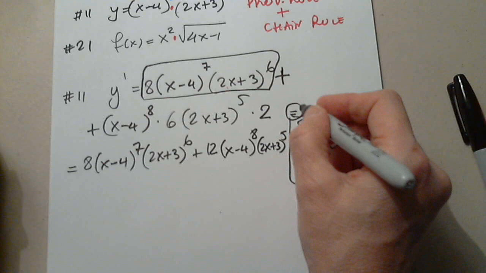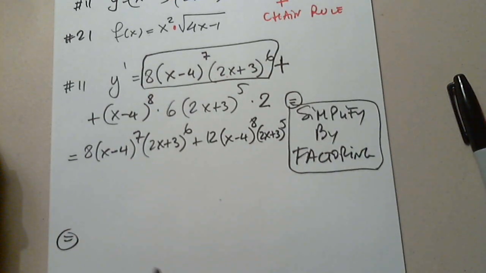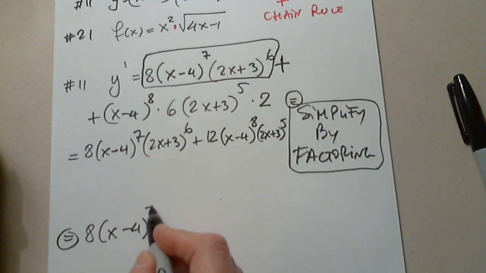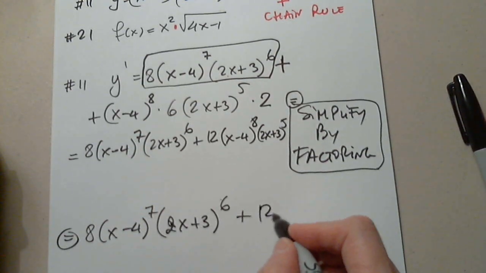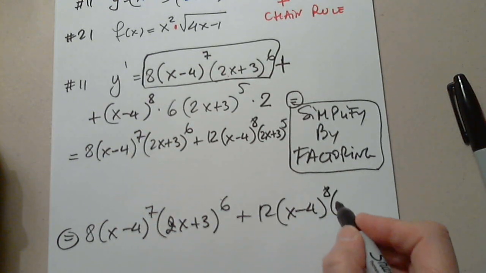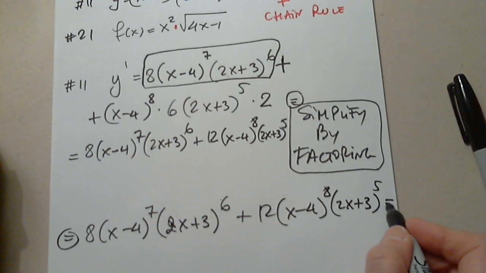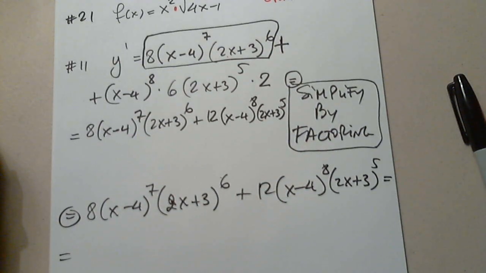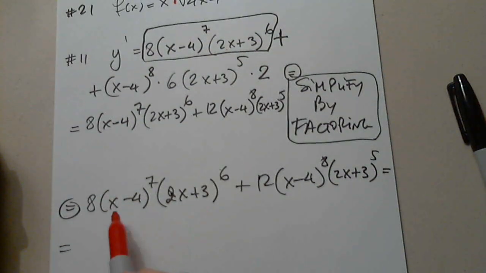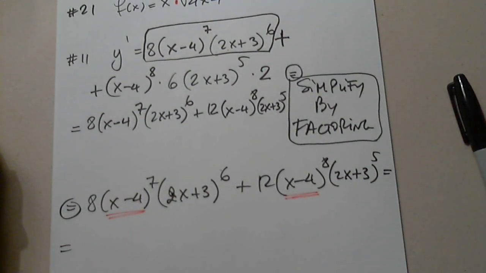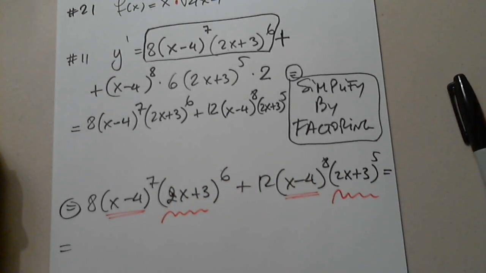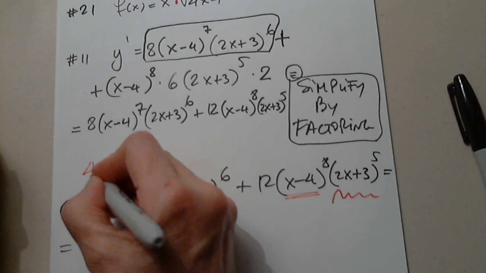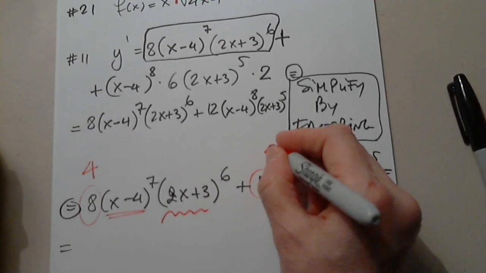I'm going to write it one more time because it's too squeezed in there. So 8 times x minus 4 to the 7th power, 2x plus 3 to the 6th, plus 12 times x minus 4 to the 8th, and 2x plus 3 to the 5th. You don't have to write it twice. I wrote it because it's too squeezed in there. Notice one thing, that this part is common in both. This is common in both. And also, there is a common factor of 4 in here, and a common factor of 4 in here.